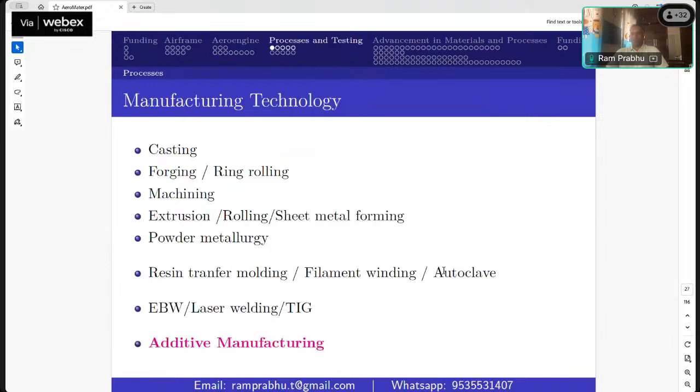Taking a further 2-3 minutes to close it. What are the manufacturing technologies we use to fabricate the parts for a typical aircraft or aero engine? Sand casting, forging, machining, extrusion, powder metallurgy, autoclave technology. In welding, we use electron beam, laser or TIG welding. And the recent adoption in the field of manufacturing in the aerospace sector is additive manufacturing, mainly metal additive manufacturing.